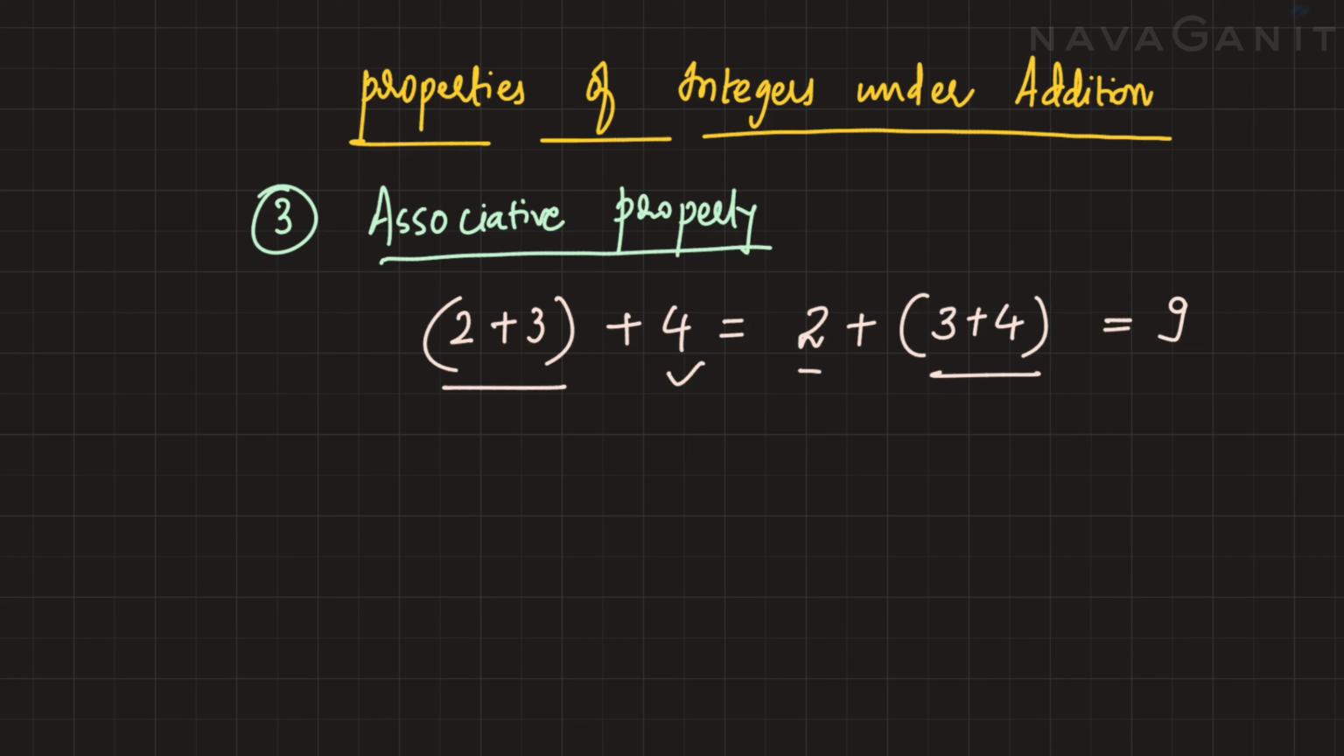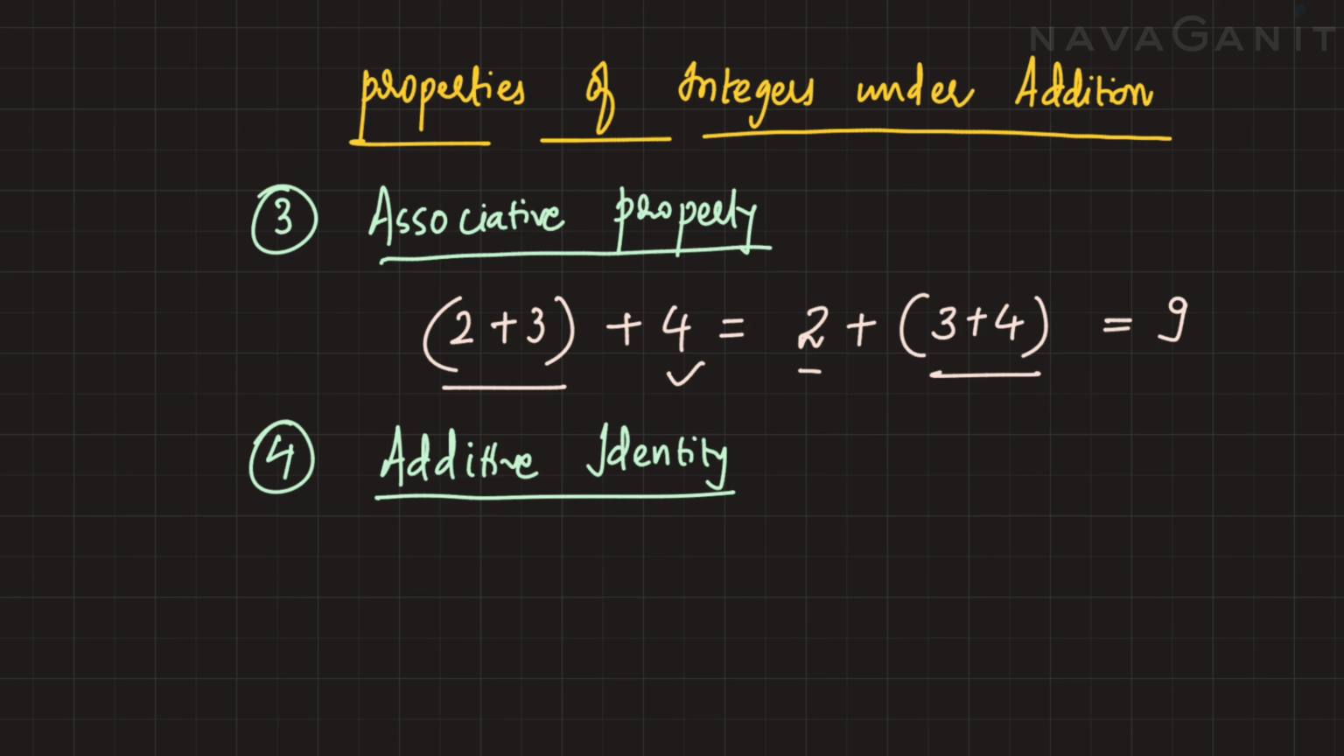And then finally we have additive identity. What do you mean by additive identity? Whenever we add 0 to any integer, we would get back the same integer. For example, 6 plus 0 would give me 6. Similarly, 0 plus minus 7 would give me minus 7. So whenever we add 0 to any integer, we would get back the same integer. This is the additive identity.